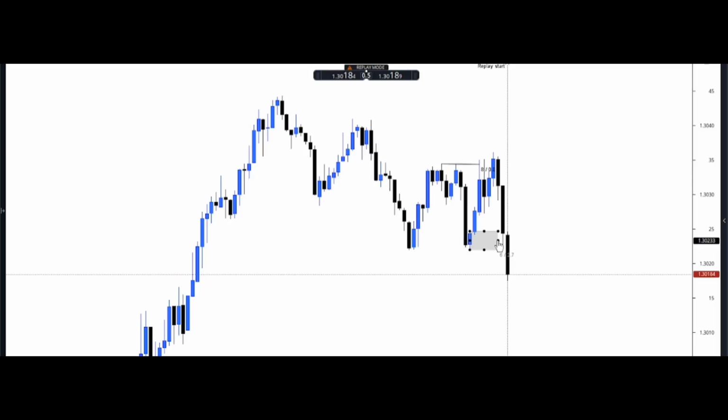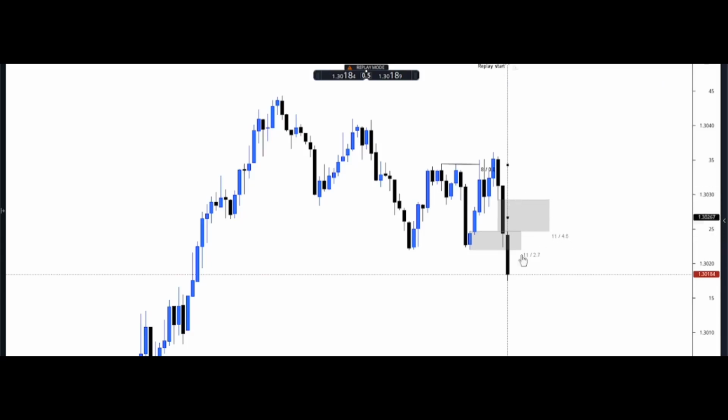But look at what happened. Price broke through this OB and closed below it. Once that happens, where is your fair value gap to support this breaker block? This now becomes a breaker block. Where is the fair value gap to support this breaker block or to validate this breaker block? And look at this. The low of this candle is not touching the high of this candle. So that becomes your fair value gap.